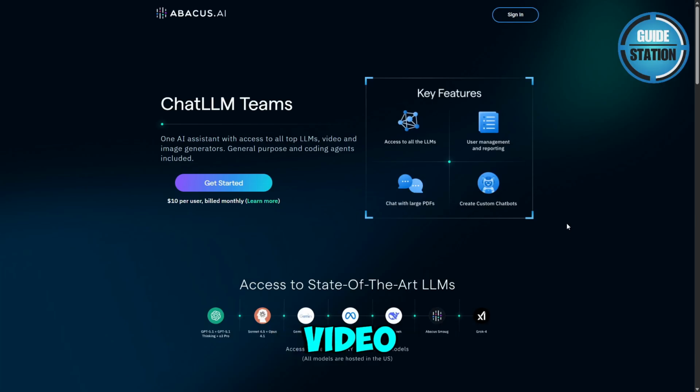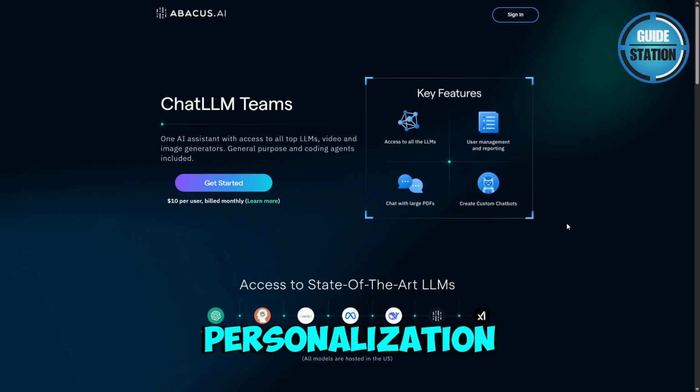In today's video, we're reviewing Abacus AI, an enterprise-focused all-in-one AI platform designed to take you from raw data to production-ready models. So let's get started. First things first, what is Abacus AI? Abacus AI aims to handle everything from tabular data, forecasting, NLP, computer vision to real-time personalization.